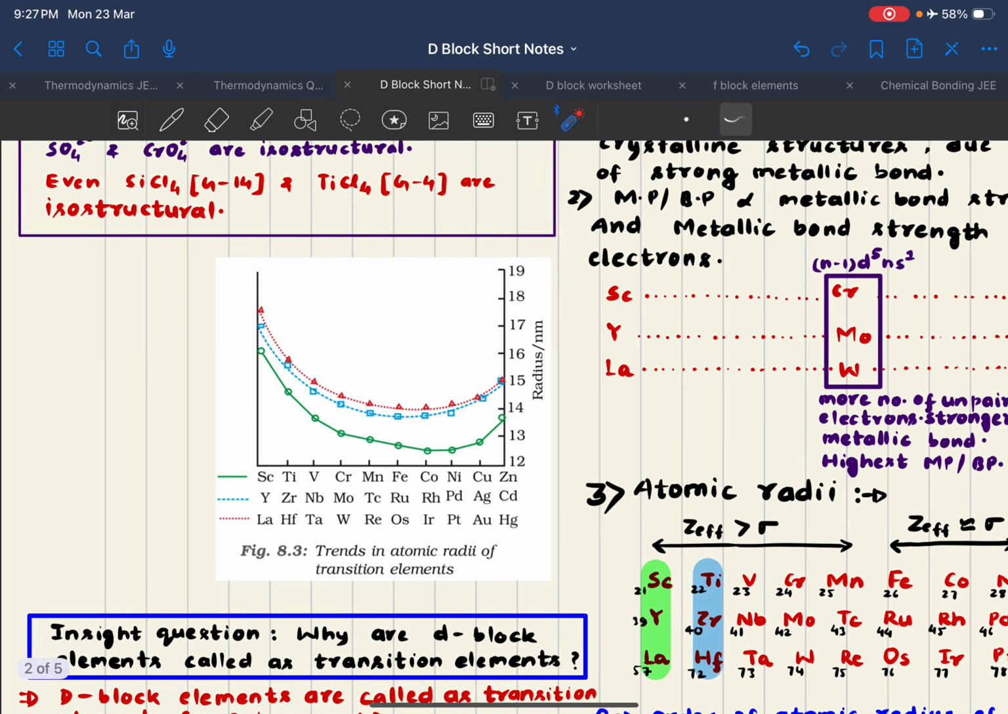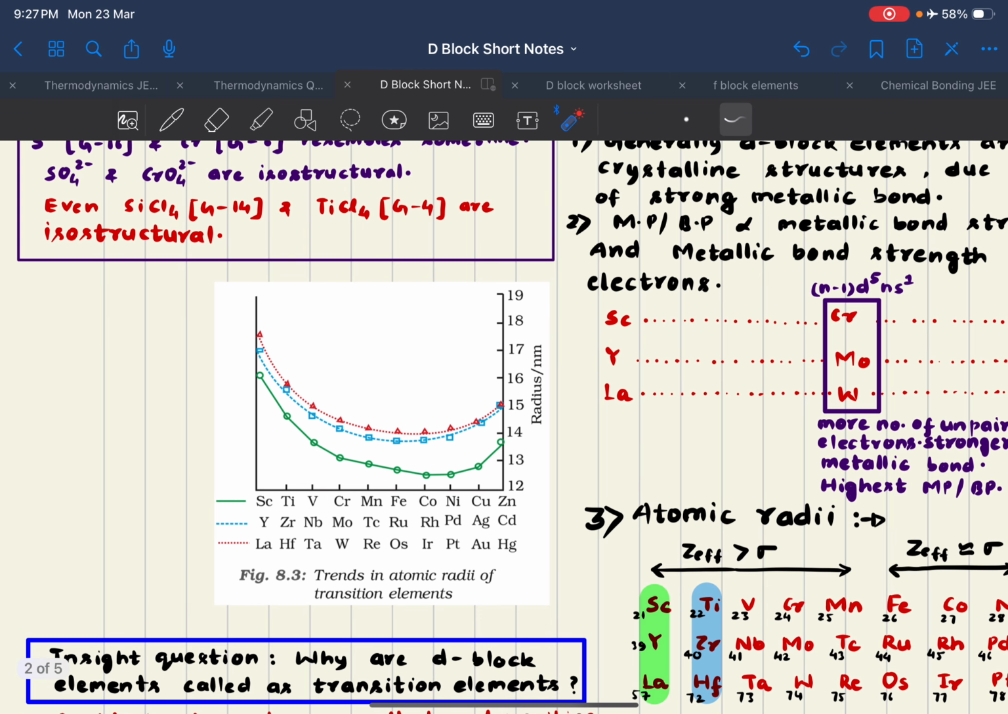Now this is the NCERT graph, you look. Initially, this green line is your 3D, the blue color is your 4D, and the red is 5D. You can see blue and red, means 4D and 5D, are almost overlapping with each other, right? But if you look at the 3D, it's a little smaller. So as you go across the period, the size gradually decreases. Then here the size remains roughly equal, and then further the size increases. So the graph will go like this, like this.